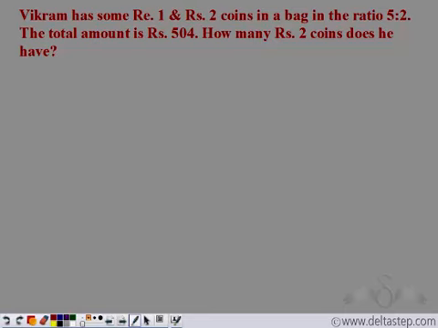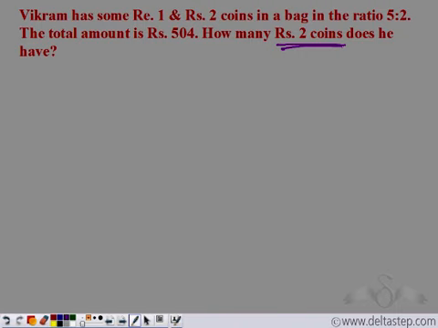Vikram has some rupee 1 and rupee 2 coins in a bag in the ratio of 5:2. The total amount is rupees 504. How many rupee 2 coins does he have? So, what are the unknowns in this case? In this case, the unknowns are the number of coins.